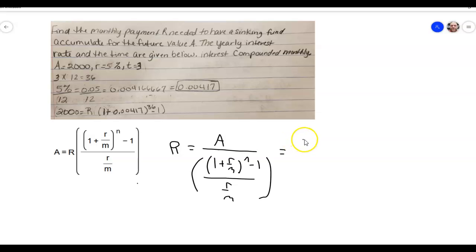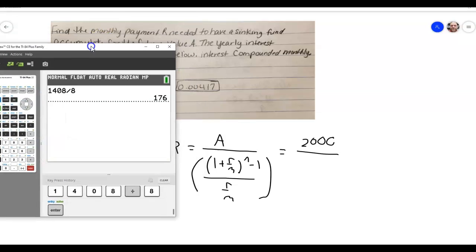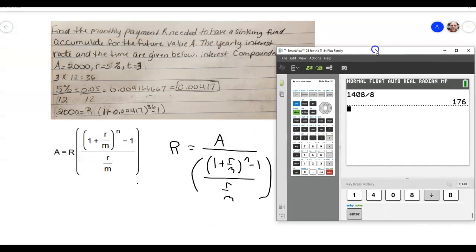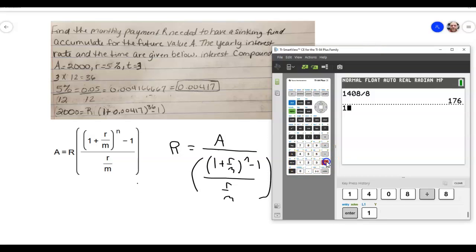So the A is 2,000, and the amount down here, I'm going to go ahead and put this in my calculator. So it's going to be 1 plus R over M, which is, in this case, 0.05 divided by 12. And then we're going to raise that to the n. Remember, the n is the total number of compounding periods. So if it's 3 years, every month, you're just going to do the number of months in a year times the number of years. So that's going to be to the 3 times 12, which is 36.